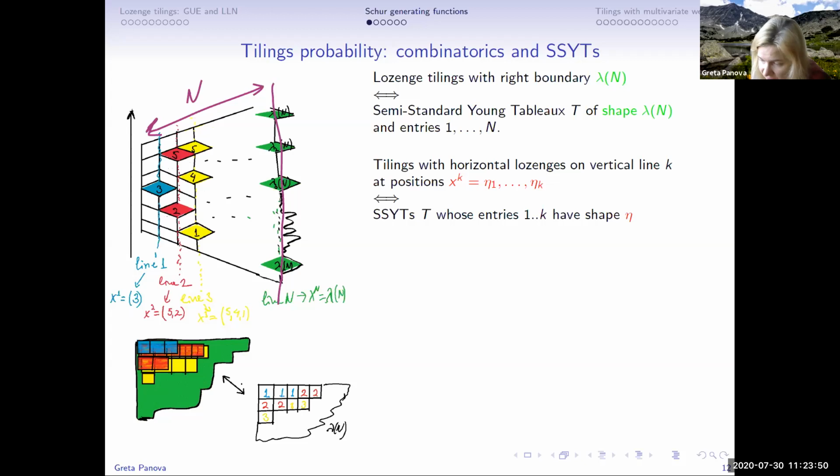And now we are going to ask what is the probability that we see vertical lozenges, horizontal lozenges on some particular vertical line at some particular places. So let's say that if we want at line K to have lozenges at these particular positions, what is the probability that we're gonna see this?